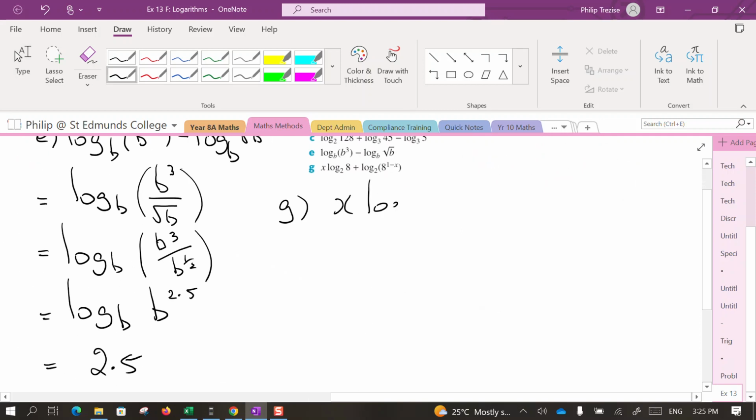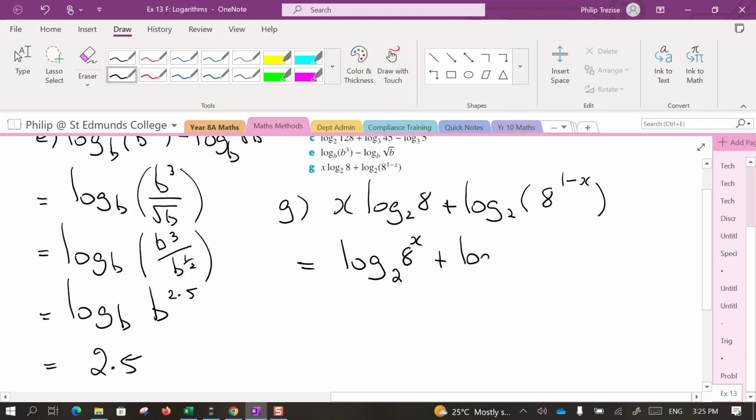x times the log base 2 of 8 plus log base 2 of 8 to the power 1 minus x. Okay, this is interesting. We could do this one in a few different ways, but let's start by using that multiplication of x and turning it into a power. And the second logarithm hasn't changed. It's 8 to the power 1 minus x.